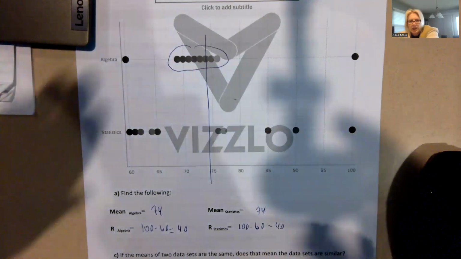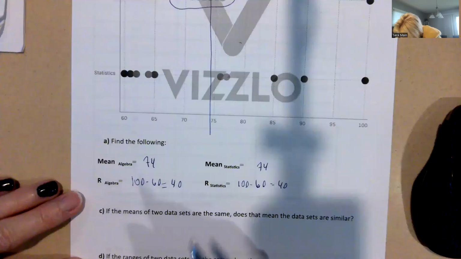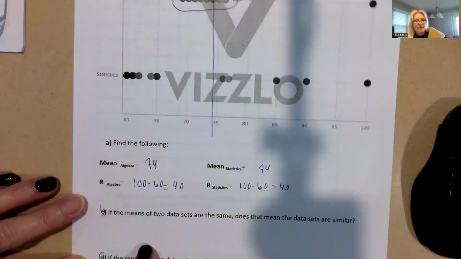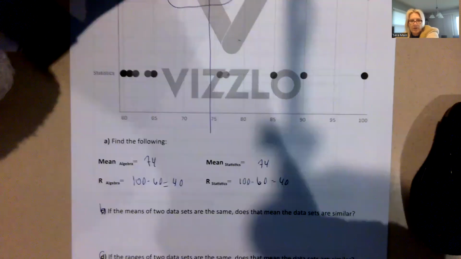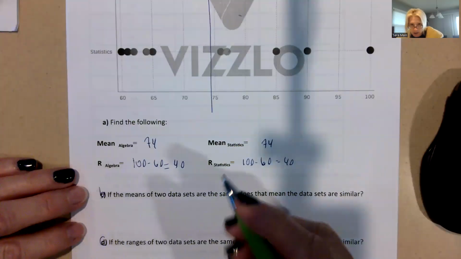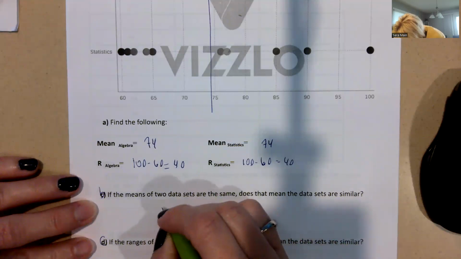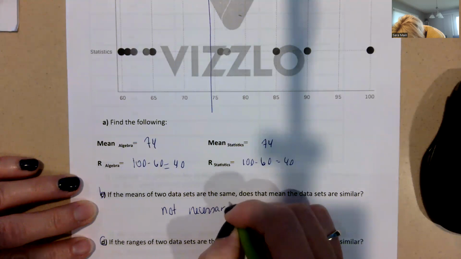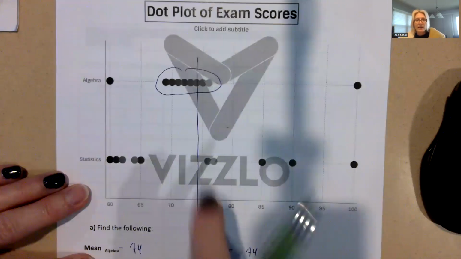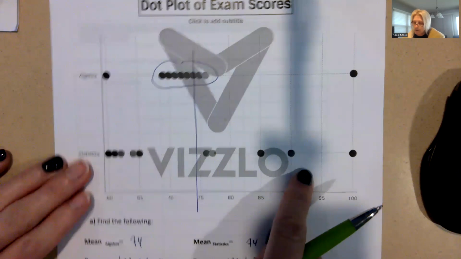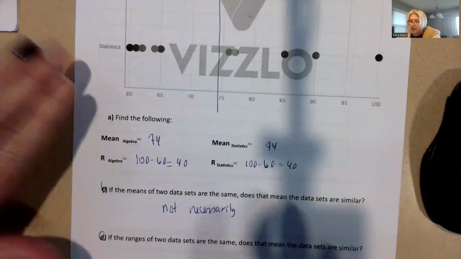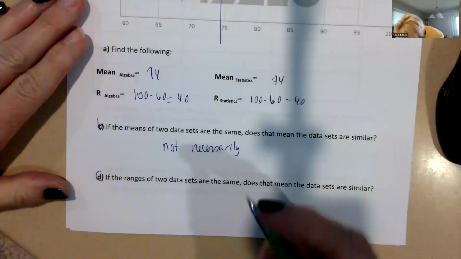So let's look here. This should be B and C. It says that the means of two data sets are the same. Does that mean the data sets are similar? We could say not necessarily, because these have the same mean, but they're definitely not similar to each other. If the ranges of two data sets are the same, does that mean that the data sets are similar? I would say not necessarily on that as well.